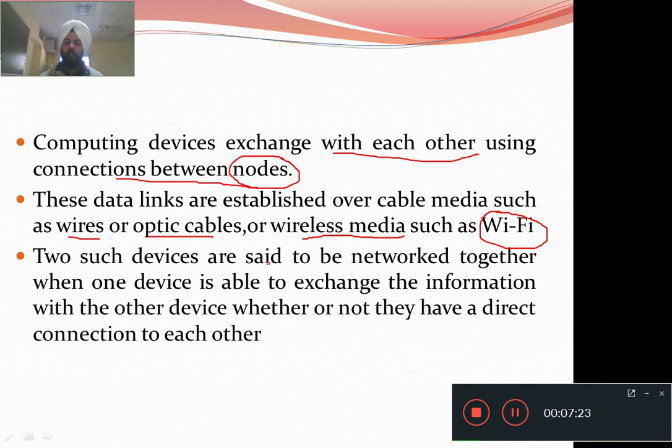Two such devices are said to be networked together when one device is able to exchange information with another device, whether or not they have a direct connection to each other. We can say that computers are on a network if they are exchanging information with one another, whether they have a physical connection or not. For example, suppose we have two computers. They can be connected by using a cable.